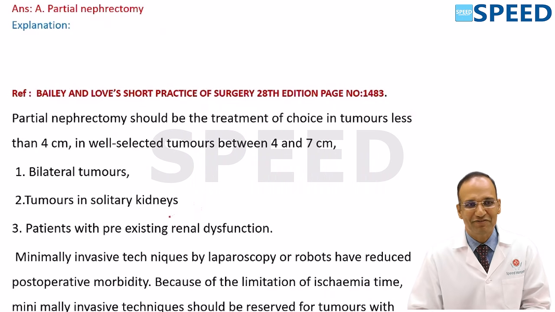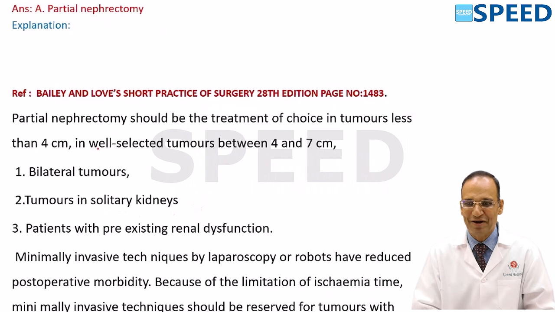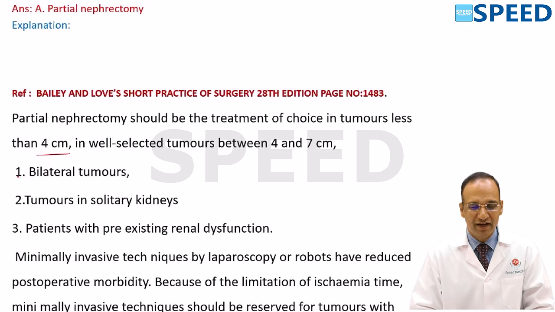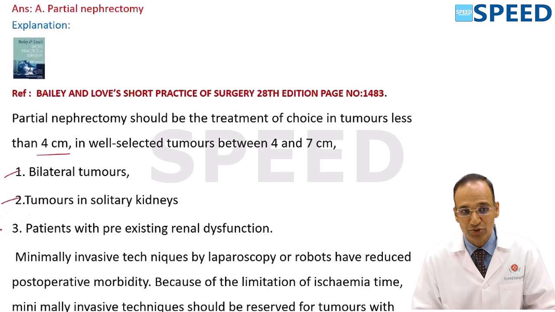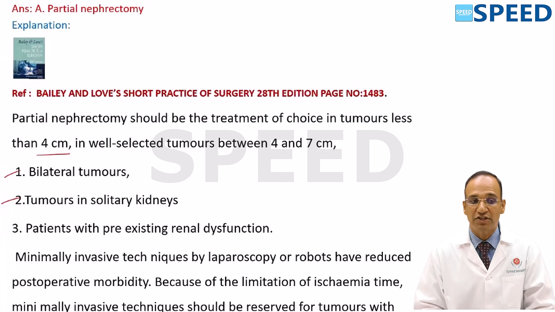Where all you do a partial nephrectomy could be the question again in RCC. The most common type of RCC is conventional clear cell. It will be, number one, less than 4 centimeter, localized, asymptomatic and well differentiated, and also done in a bilateral RCC, tumors in a solitary kidney, and patients with pre-existing renal disease. So you need to consider doing a partial nephrectomy.